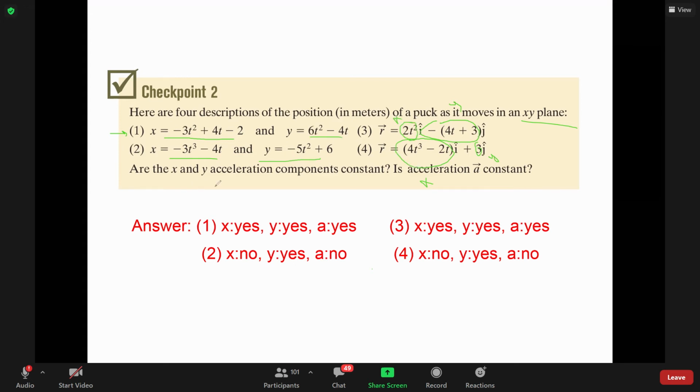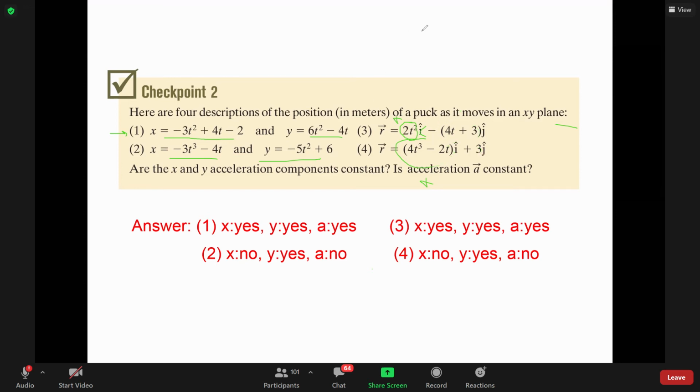Now, are the X and Y acceleration components constant? Is the acceleration constant? But I have position. How do I get acceleration if I have position? I derive how many times? 2 times. The first derivative takes me to velocity. The second derivative takes me to acceleration. Okay, let's do it.